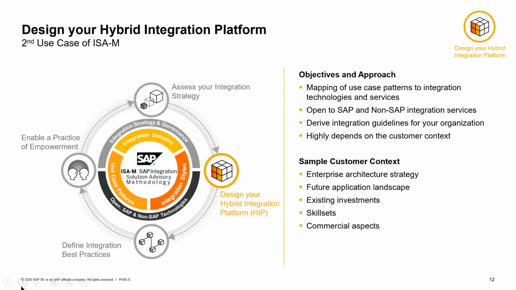Moving on to the second use case, the design of your hybrid integration platform. You design your hybrid integration platform by mapping the scoped integration styles and use case patterns to integration technology categories. This is an approach which is open to integration technologies from SAP and the ones from other vendors. The final selection of an integration technology is highly dependent on the customer context. For instance, existing investments in integration technology and the overall enterprise architecture strategies significantly influence the decision for choosing an integration technology.